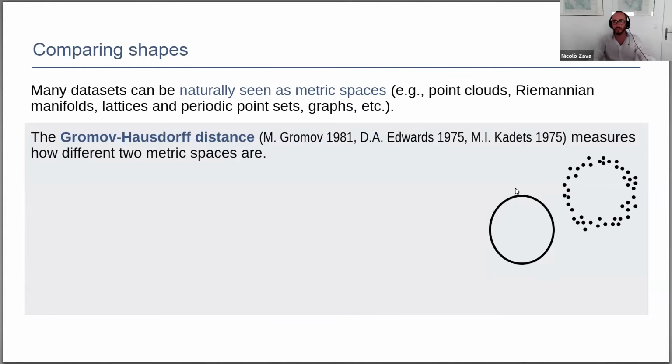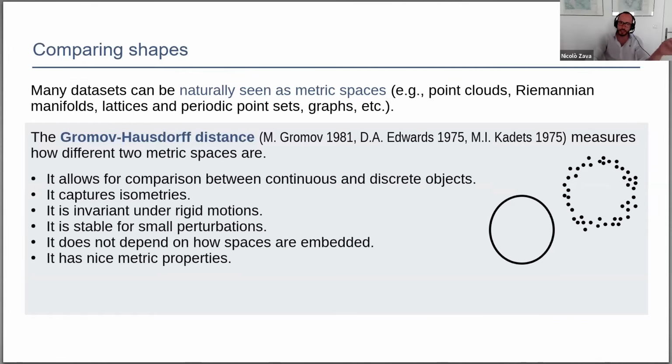Comparing shapes with the Gromov-Hausdorff distance. Many data sets can be naturally seen as metric spaces. You can imagine point clouds, Riemannian manifolds, lattices, and so on and so forth. We have in the geometry backpack the Gromov-Hausdorff distance as a notion to compare metric spaces. This was introduced by Gromov, and some earlier works can be traced back to Edwards' work and Cadet's. It measures how different two metric spaces are.